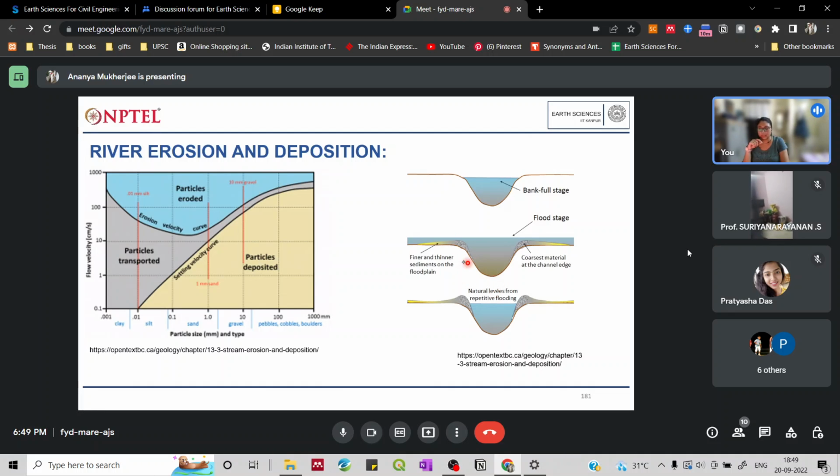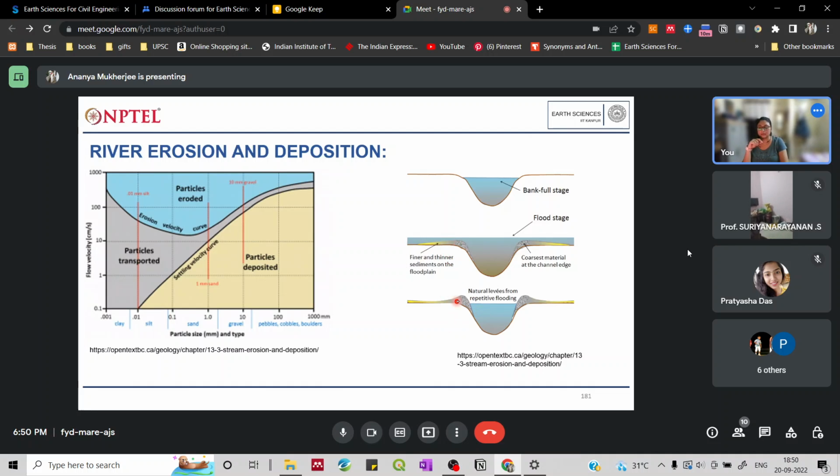So you can see that the first sediments that would get deposited are the coarser material, and as the water moves towards the outer parts of the river bank, the finer sediments would also get deposited. As I had said, these particles would get deposited at a much lower flow velocity. Since the water will start moving much more slowly as it moves away from the banks, the finer and thinner sediments would be deposited on the floodplain.